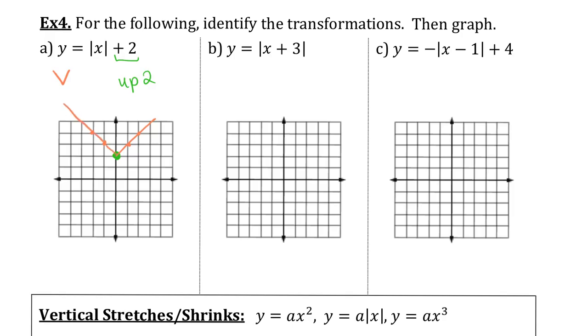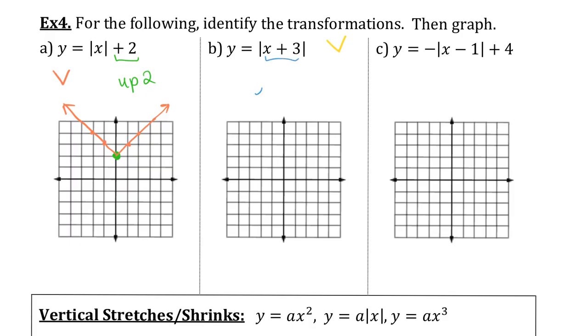So it's absolute value, and it went up 2. Arrows are nice. Okay, let's look at the next one. What is the parent function? Absolute value. What does that tell me? It's going to make a V. Okay, what else do we know?